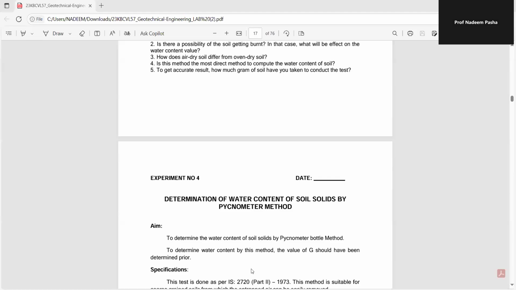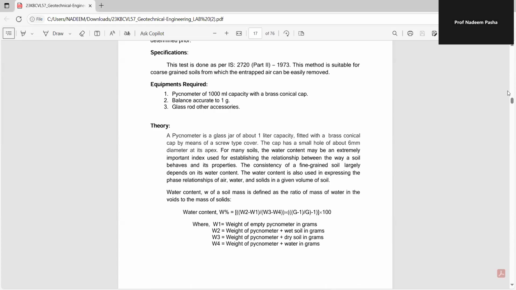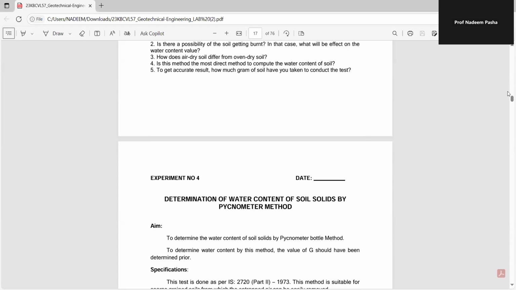Sorry for the inconvenience. So this third experiment was over. Now we will see the fourth experiment, that is determination of specific gravity by the pyknometer method. Experiment number 4, determination of water content of soils by pyknometer method. What is the aim of the experiment? The aim of this experiment is to determine the water content of soil solids by pyknometer method.